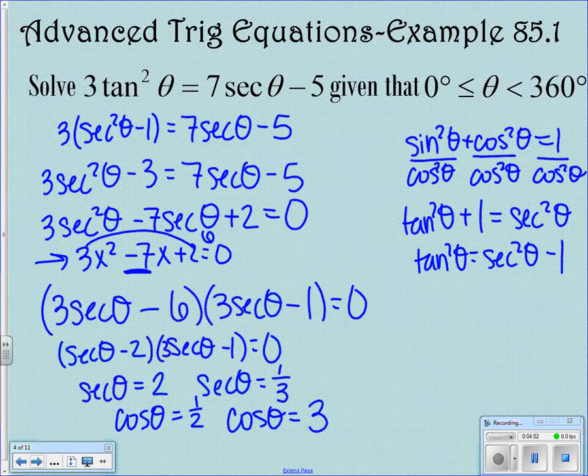Now, where does cosine equal 1/2? Well, it equals 1/2 at a 60-degree angle and a 300-degree angle. So those are 2 answers. Where does cosine equal 3? It never does. So we ignore that one. Doesn't mean we did it wrong. It just means that we have no answers from that one. So we can throw it out. So our only 2 answers here are going to be 60 degrees and 300 degrees.